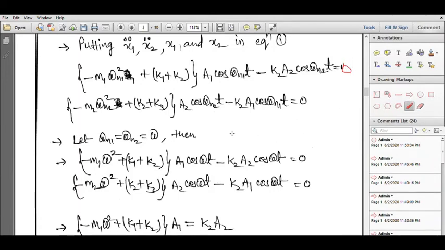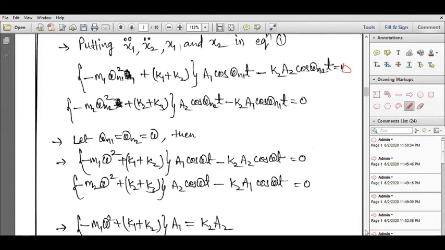Similarly, I can write the second equation as minus m2 omega n2 square plus k2 plus k3 whole multiplied by a2 cos omega n2 t minus k2 a1 cos omega n1 t equals 0. Now these are the equations of motion, right?